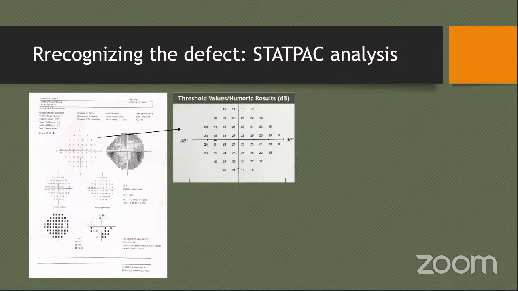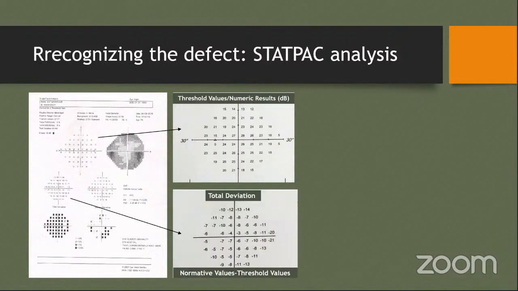These defects in the map, and the threshold value, is the patient's sensitivity. That means the response the patient has at that particular point, which is expressed in decibels. This raw data is next compared with the normative data of the machine, from age-matched normal persons, and this is displayed as the total deviation.